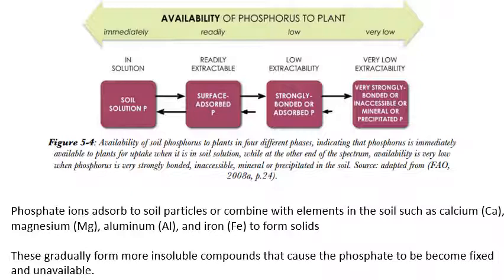So phosphate ions can float around in the soil solution, but they also very readily adsorb onto soil particles, or else they combine with elements in the soil like calcium, magnesium, aluminium, and iron. And when they've combined with those elements, they've precipitated out. They're now solid, and they're hard for the plants to extract. So a lot of the phosphorus that's in the soil is actually unavailable to plants.